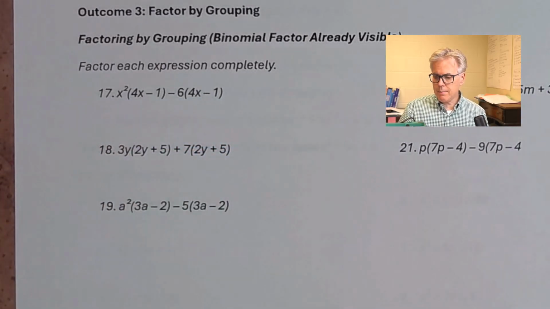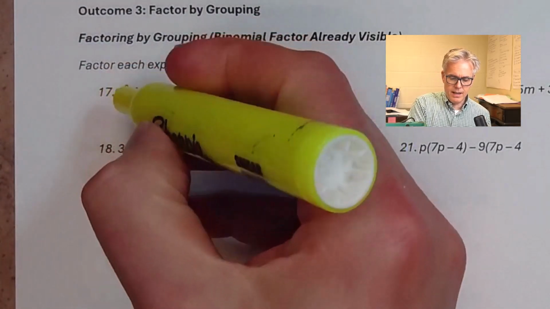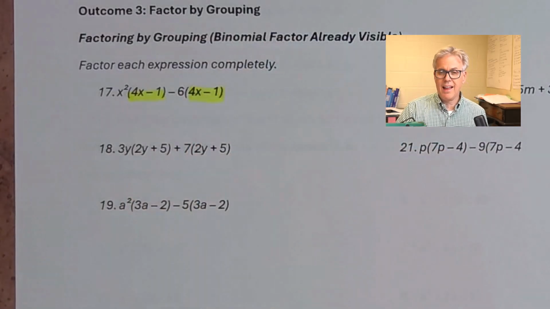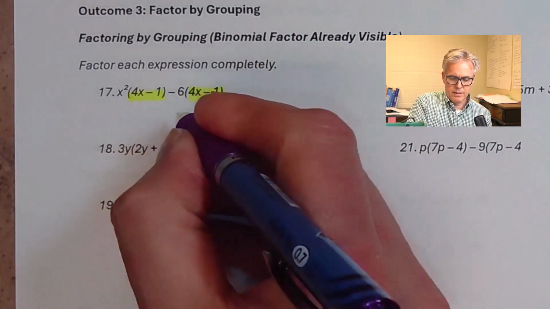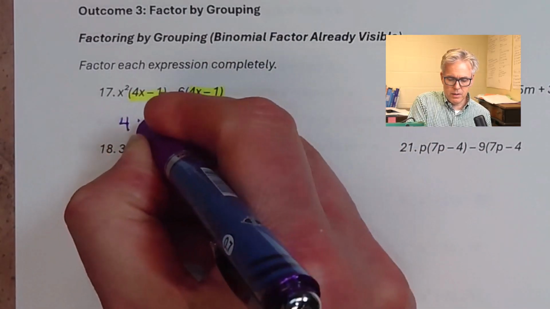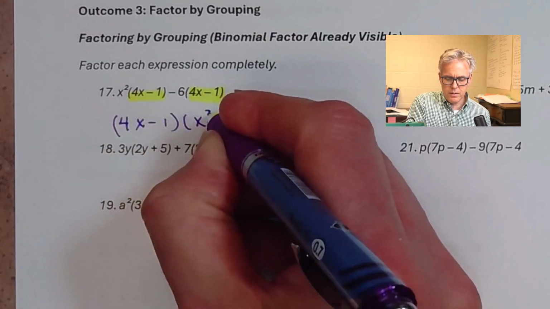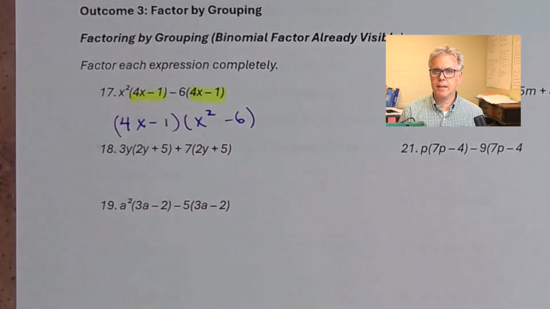So what is my common factor within each of these? So I have a 4x minus 1 and a 4x minus 1. That's my common factor. And so I can pull it out. 4x minus 1. And what am I left with? x squared minus 6. That's your final answer.